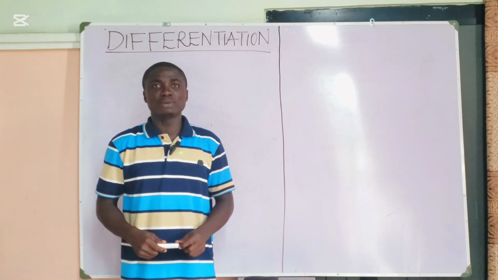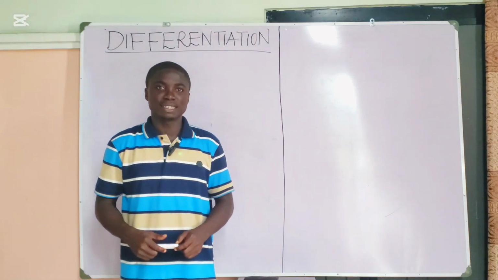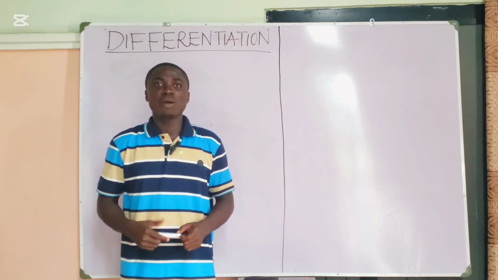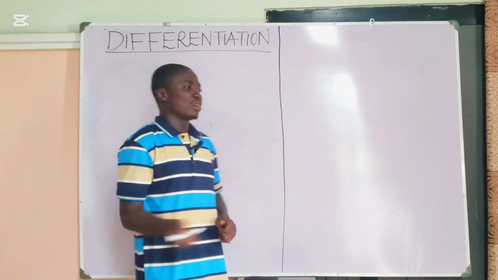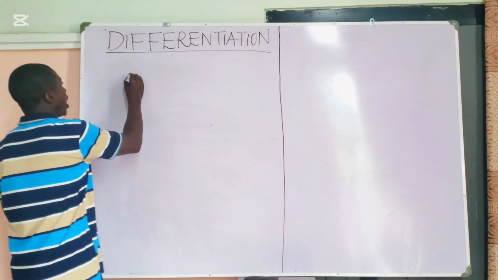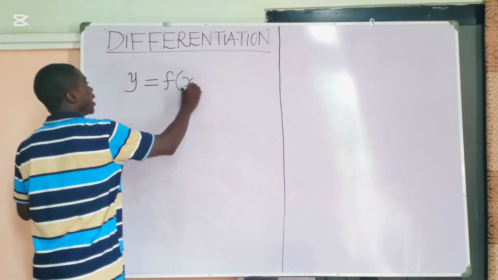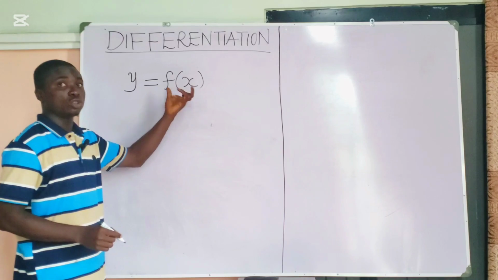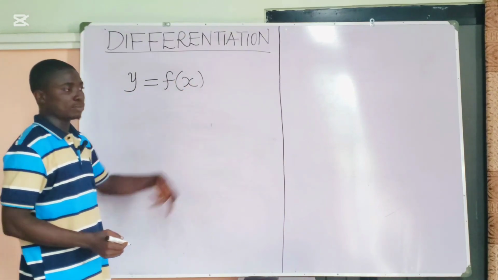In today's class, we are going to be dealing with differentiation. So what then is differentiation? Differentiation is one aspect of calculus that tells us how one parameter changes with respect to another. Now, in differentiation, y is expressed as a function of x. That means y is equal to f of x.